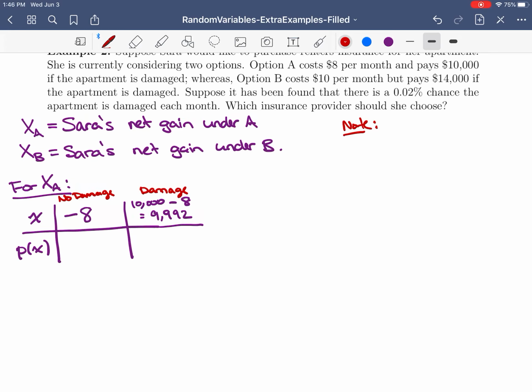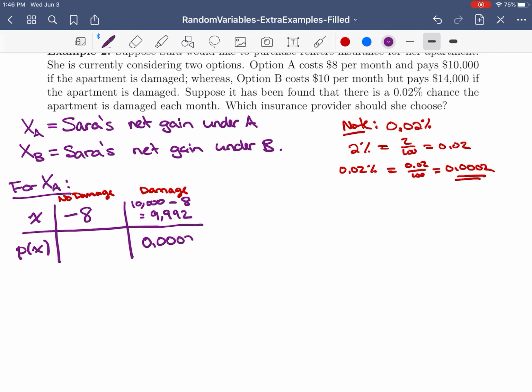So they said the chances that it's damaged is 0.02%. Okay, this looks like a probability, but it's not equal to 0.02. So 2% is actually 2 over 100, so that's 0.02. What we actually have is 0.02%, which should be 0.02 over 100, which is actually going to be 0.0002. Okay, so that's our probability. So the probability of damage is 0.0002. So the probability of no damage should be 1 minus that, so 0.9998.